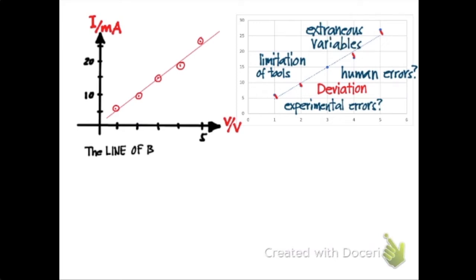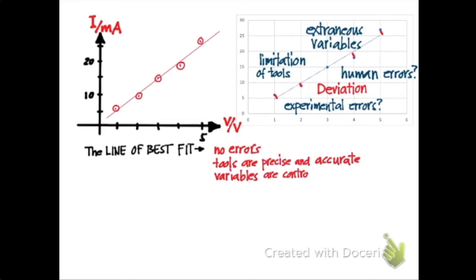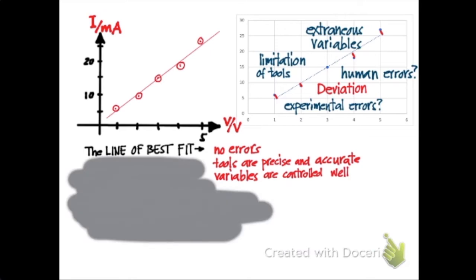variables. This is to say that the best fit line in our graph is the line we expect if there were no errors, or our tools were perfect, and all other variables other than the ones being investigated were well controlled. The best fit line in this case tells us the relationship between the quantities studied in the experiment.